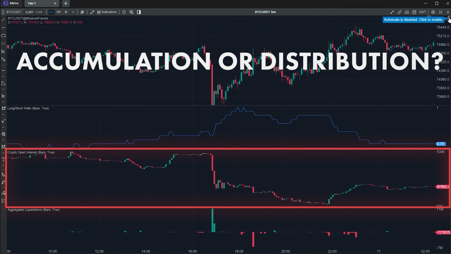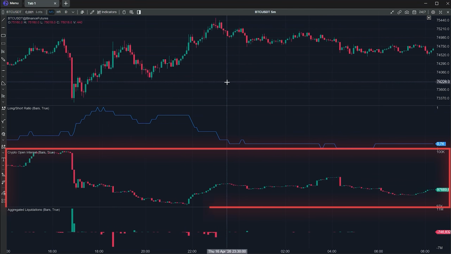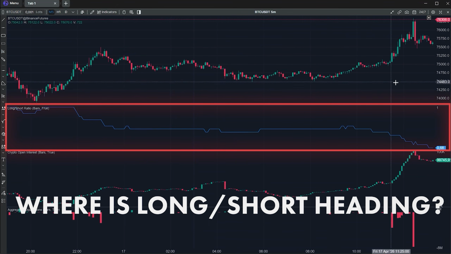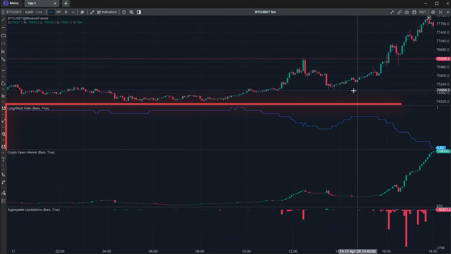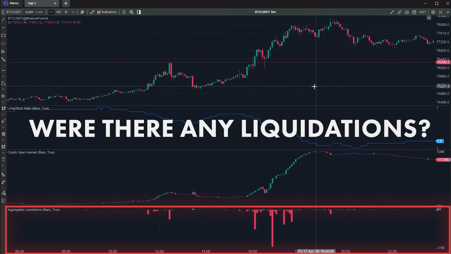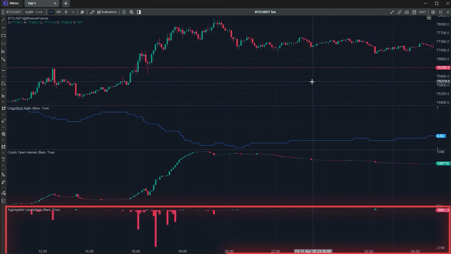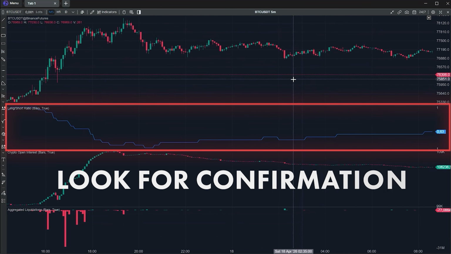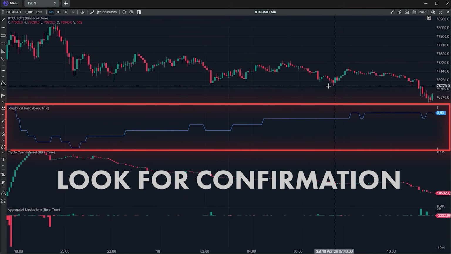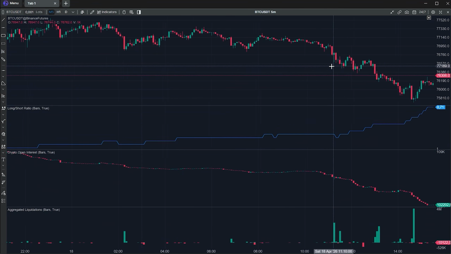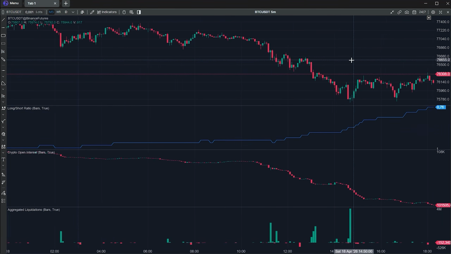Is OI pointing to accumulation or distribution? Which way is the long-short ratio heading? Were there any liquidations? In which direction? Does cumulative delta confirm what the long-short ratio is showing? And even if you've answered all these questions, don't forget about beginner mistakes.